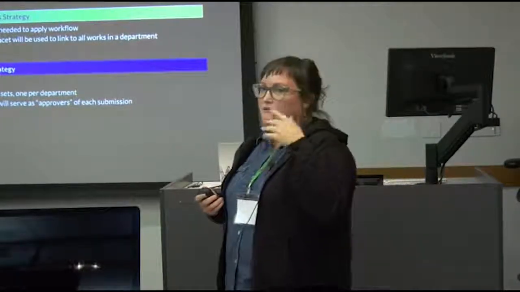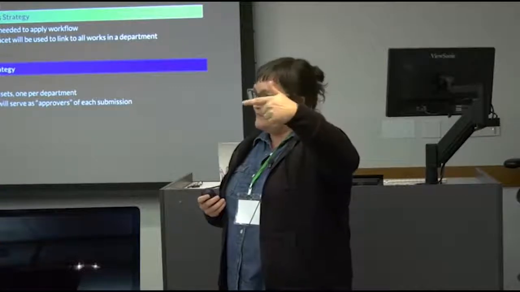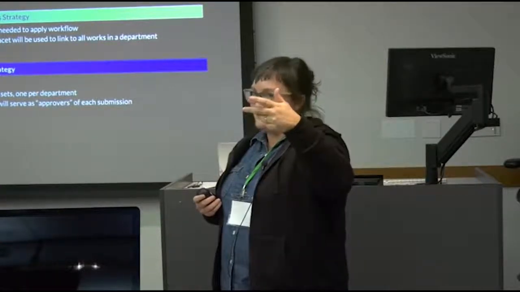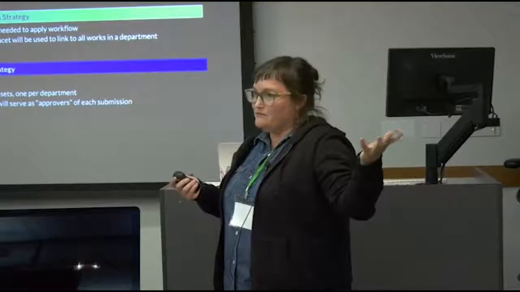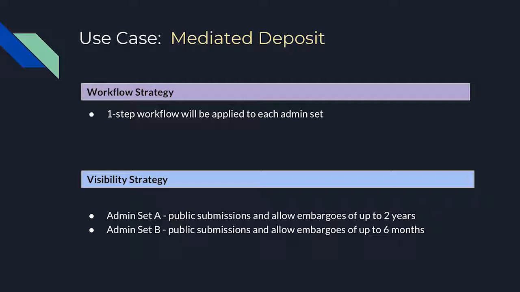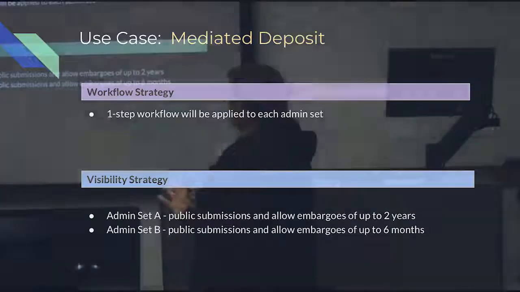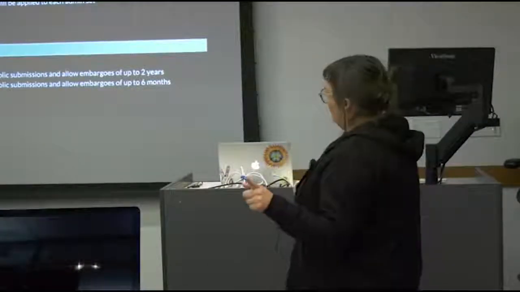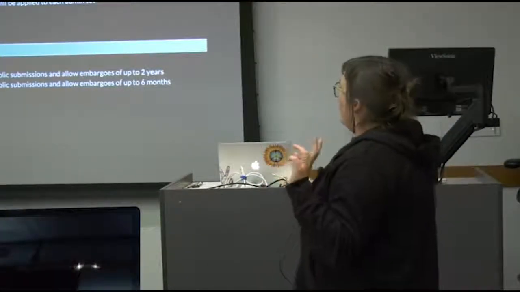So in Hyrax, we have Blacklight facets by work type. Anytime a new work type is added, the link is good, right? It's just a search. Admin set strategy, 1 per department. The people in the manager role will serve as approvers for each submission. Okay, we don't even have to mess with workflow roles because in this situation, it's okay for the manager of the set to edit anything in the set. Okay, so a 1-step workflow will be applied to each admin set.